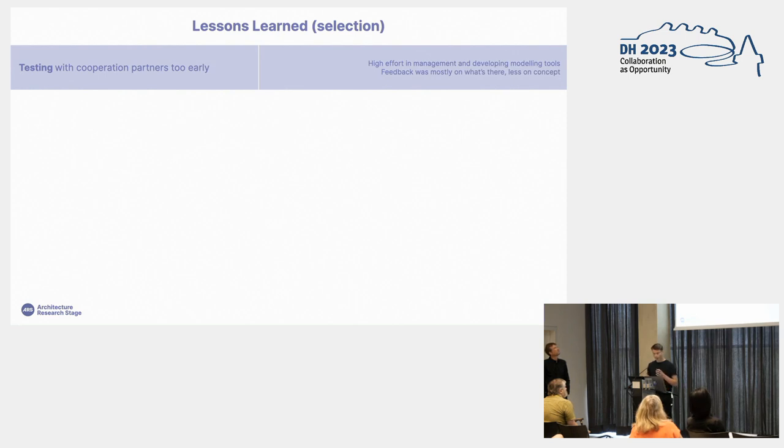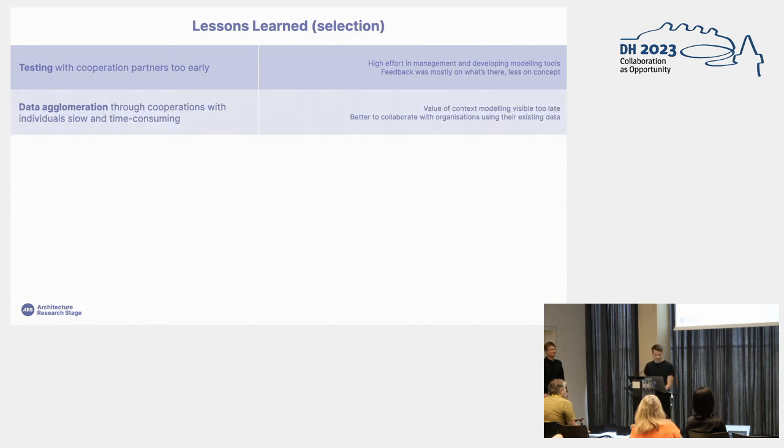We've been working with cooperation partners very, very early, which was sort of a mistake because it made us face a high effort in managing these processes and made us face a high effort to develop the modeling tools before any of our concept really materialized. So the feedback that we got was mostly on what we already had and not on what we wanted, which resulted in a lot of the feedback being on things we wanted to do anyway. And that was a bit of a pity.